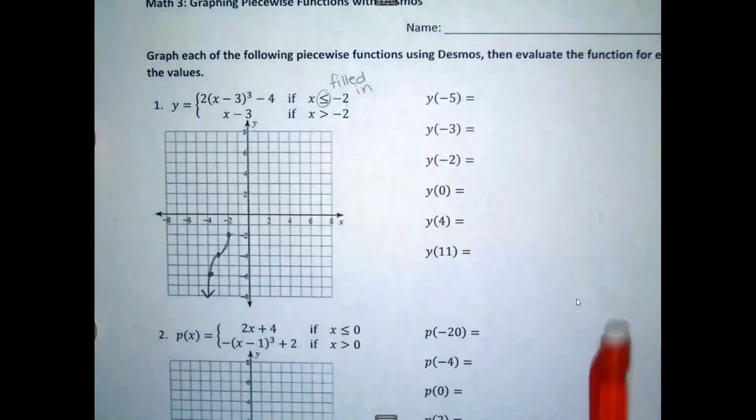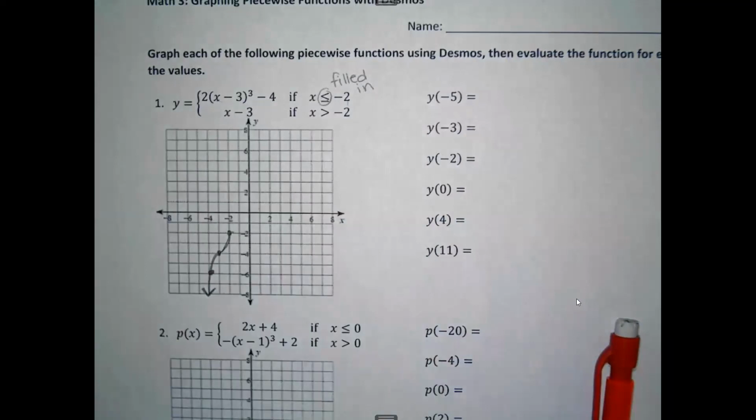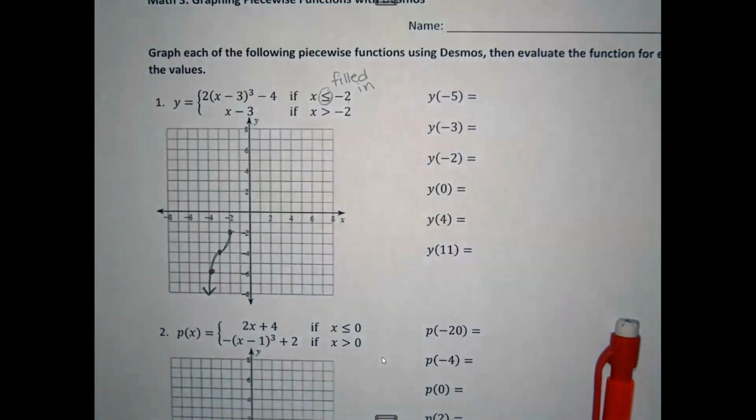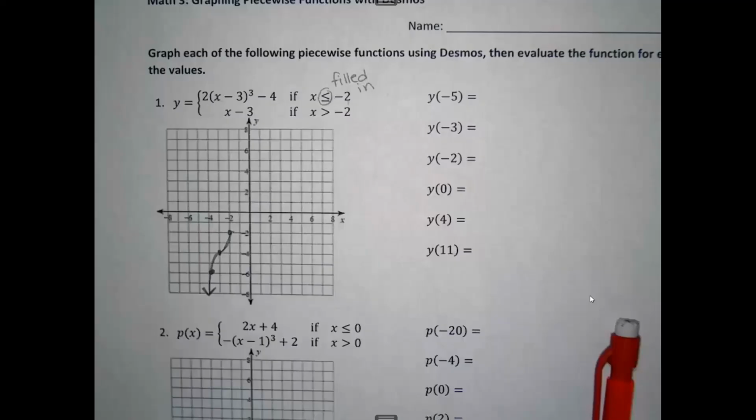Okay, and then now I'm ready to go to the other point, x minus 3. I'm going to go ahead and type that into Desmos. So I'm going to type in x minus 3. Right now it's graphing the whole line because I haven't done the squiggly bracket part yet. And then the paper tells me to do x minus 3 if x is greater than -2.